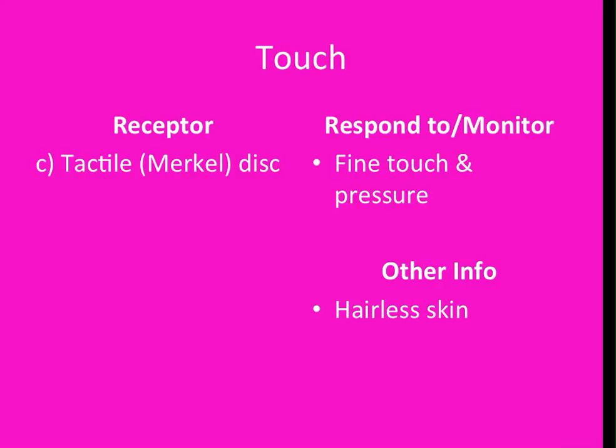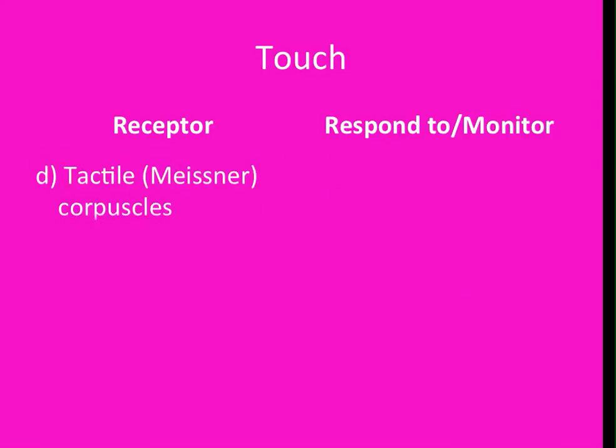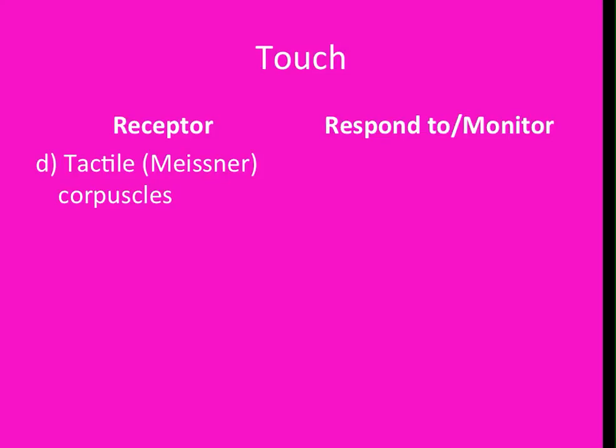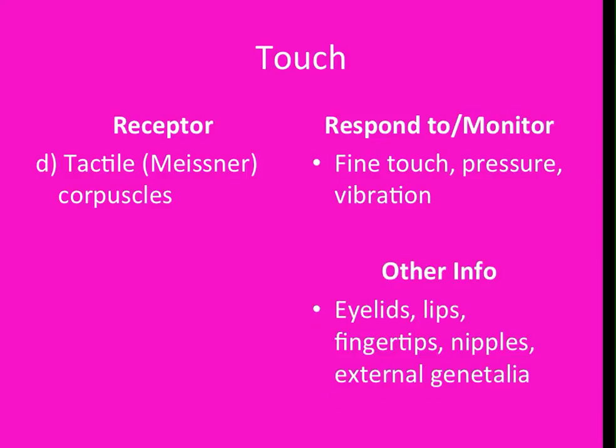We also have another type of tactile receptor that's in some of those same areas. But these are called tactile corpuscles or Meissner corpuscles, so the name is slightly different. Again, we're monitoring fine touch, pressure, and vibration. And these are found on our eyelids and our lips, like I mentioned before, as well as our fingertips. There's no hair on our fingertips, the nipples, and the external genitalia.